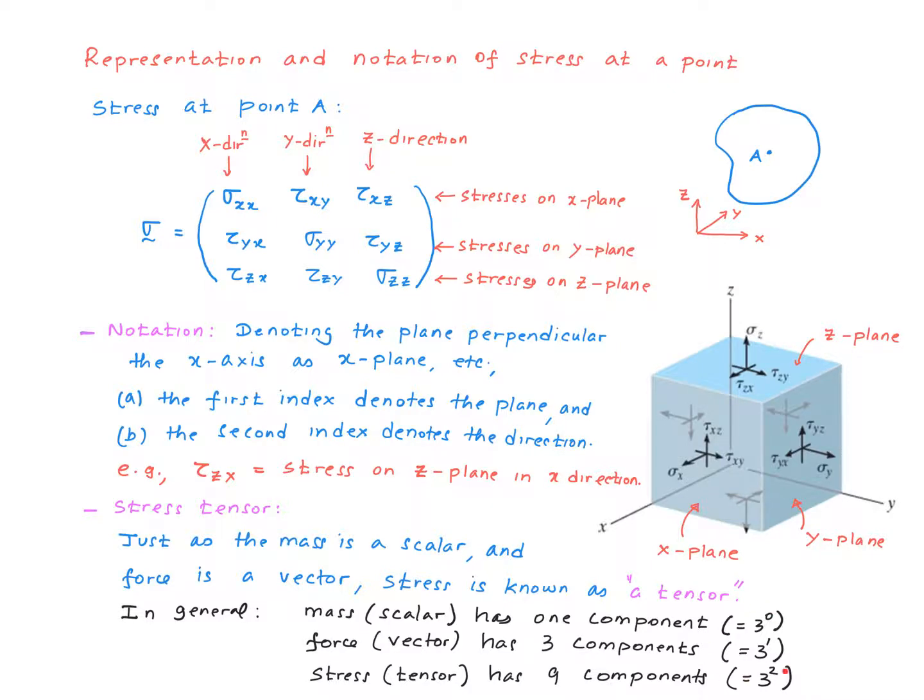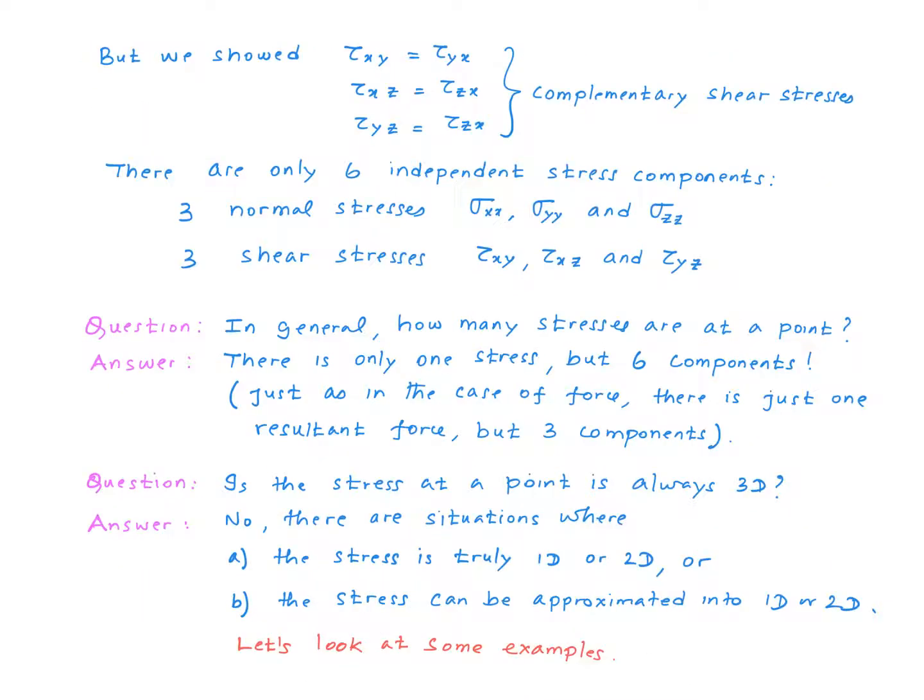It turns out there's a simple formula that tells you the number of components that you need for these quantities. 3 to the 0 for scalars, and 3 to the 1 for vectors, and 3 to the 2, 3 squared, for tensors. So you get 1 out of this, 3 out of this, and 9 out of this, right? So here's a little note about the complementary shear stresses and how the 9 stress components reduce to 6.